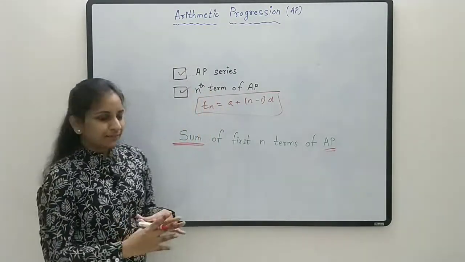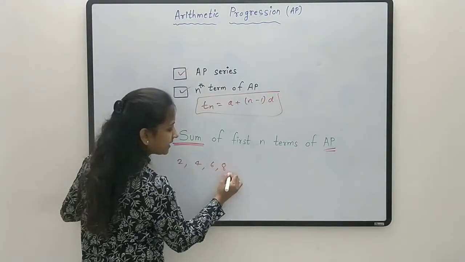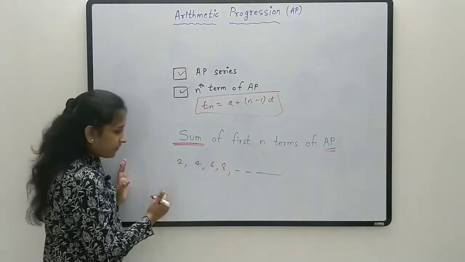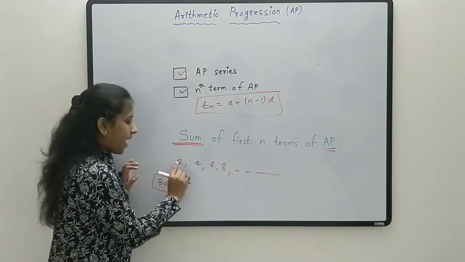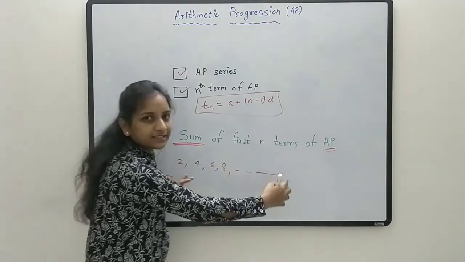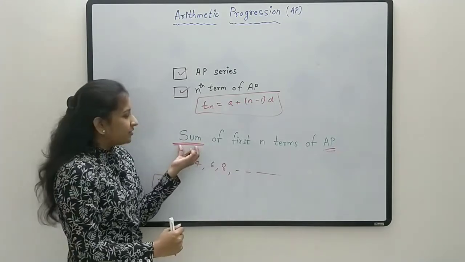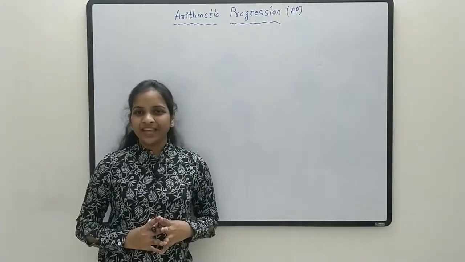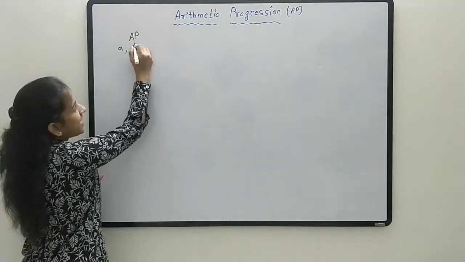Let's take one small example. Let's take AP series as even numbers 2, 4, 6, 8 like this. Here common difference is 2. Now if we want to find sum of first 30 even numbers, then manually adding all the 30 terms, 2 plus 4 plus 6 plus 8 plus like this, it's tiresome, right? There is a shortcut, there is a formula to find sum of first n terms of AP series, that we will see. Let's take general AP series with first term as a and common difference as d.